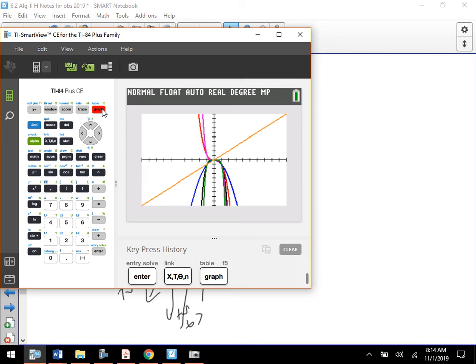But what happened with the a values here? They're all negative. What did it do to all the graphs? It flipped upside down.